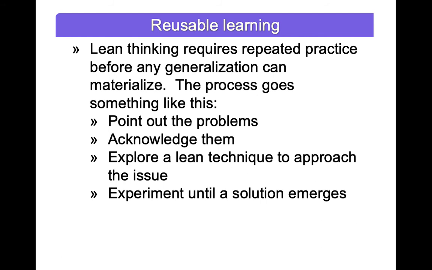Lean thinking requires repeated practice before any generalization can materialize. The process goes something like this. Point out the problems, acknowledge them, explore a lean technique to approach the issue, and experiment until a solution emerges. We talked about some lean techniques already. There are different techniques that can be used, and there are some great examples in your text.